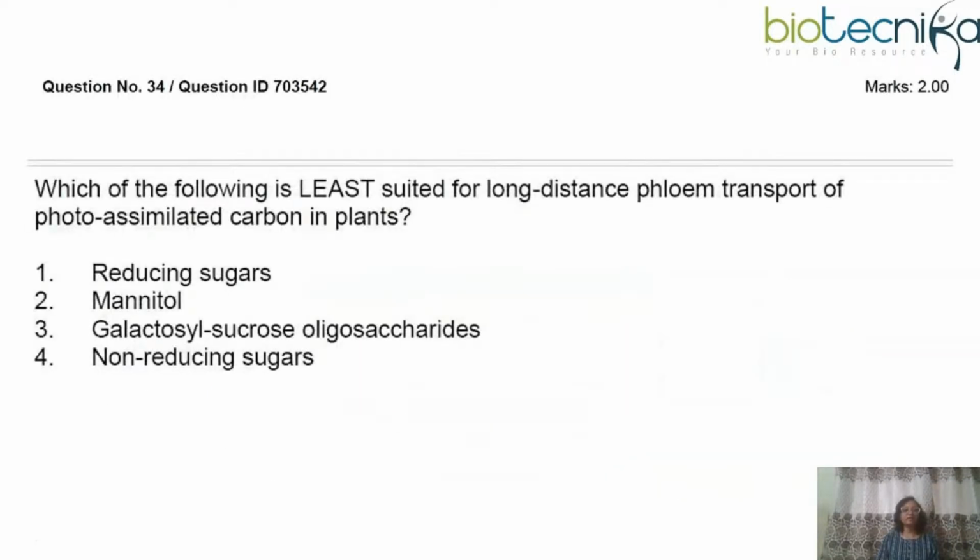Yes. The next question. Again, a very straightforward question. If you know the concept, you should be able to answer this question. This is again from the topic of solute transport. Okay, solute transport in plants. So, which of the following is least suited for long distance phloem transport of photoassimilated carbon in plants?